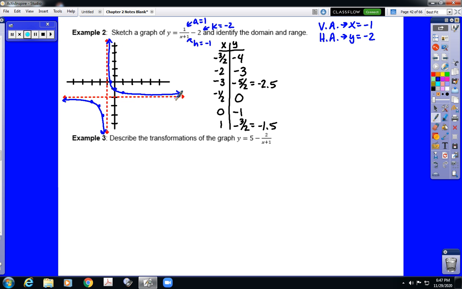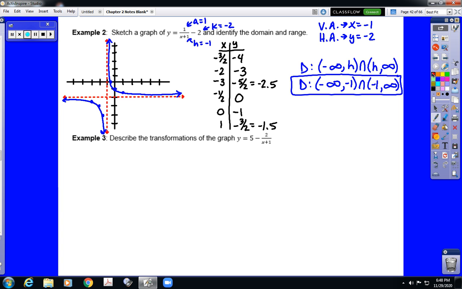Now, let's talk domain and range. Remember, the domain is your x values that are allowed for this function. There's only one x value that does not exist for this function, and that is the location of the vertical asymptote. That is at h. So your domain for any of these functions is always going to be negative infinity to h and h to infinity. So for this particular example, that would be negative infinity to negative 1 and negative 1 to infinity.